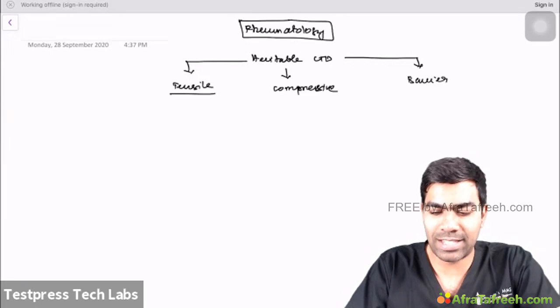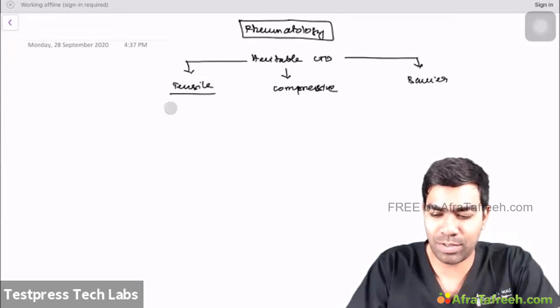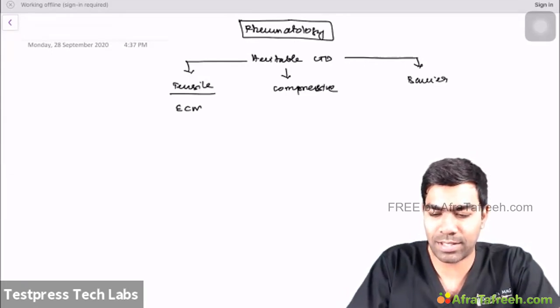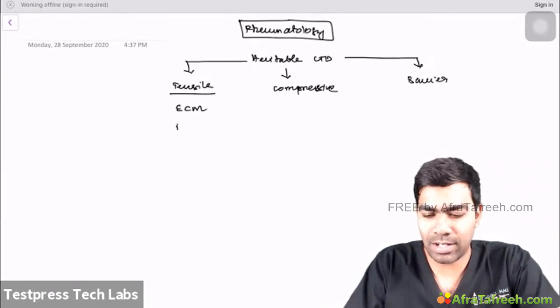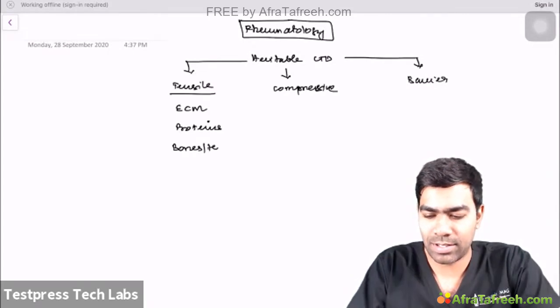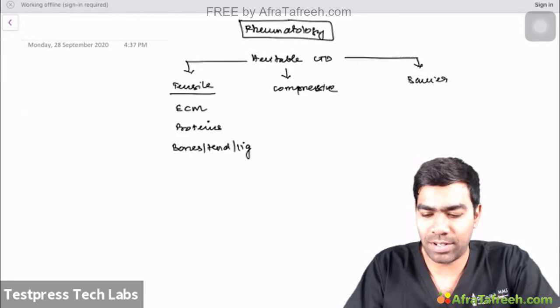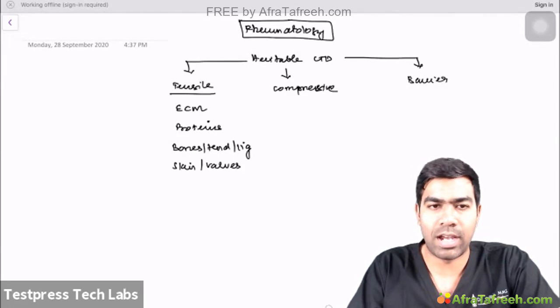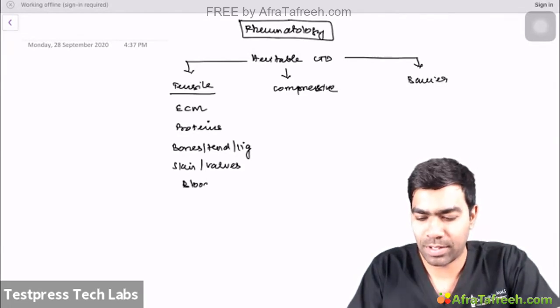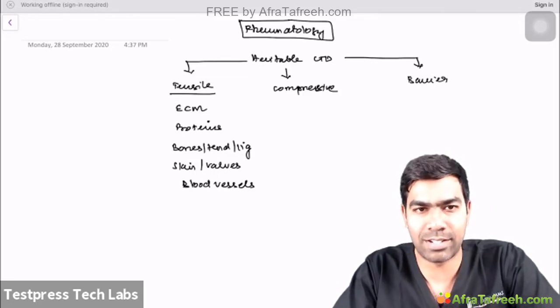As far as tensile CTD is concerned, the extracellular matrix will be the problem. The extracellular matrix, I'm going to write as ECM. And extracellular proteins are there. So proteins can be defective, or the problem can be in the bones, tendons, and ligaments. So I can write bones, tendons, and ligaments over here. And they can also have problems in the skin, heart valves, and of course in the blood vessels as well. So this is where you're going to have problems predominantly as far as the tensile CTDs are concerned.